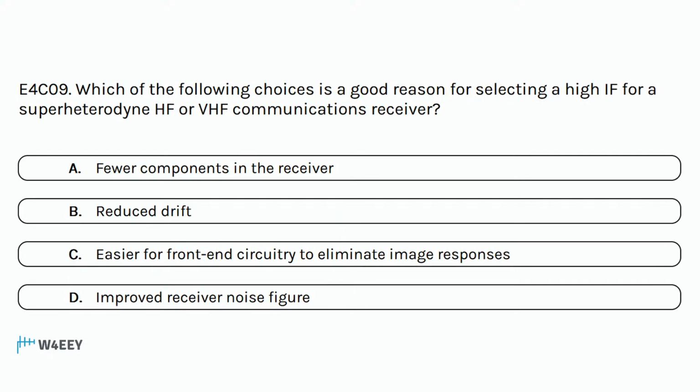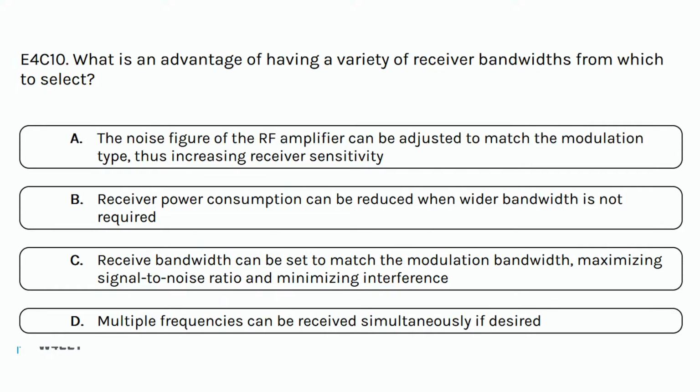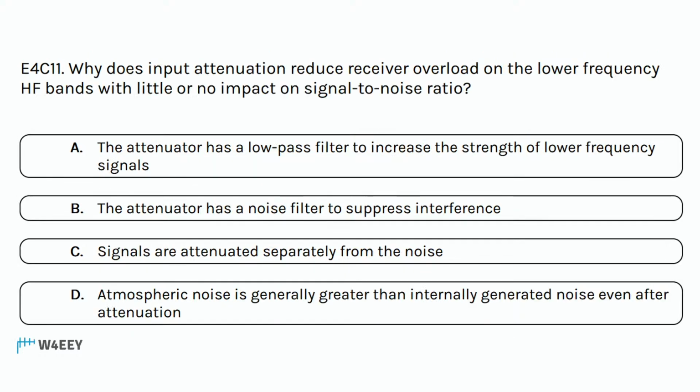And which of the following choices is a good reason for selecting a high IF for a superheterodyne HF or VHF communications receiver? Charlie. You won't have an image problem. Yes, easier for front-end circuitry to eliminate images. And what is an advantage of having a variety of receiver bandwidths from which to select? Charlie. Yeah, we're always looking for the best signal-to-noise ratio and minimizing interference. So matching bandwidth to mode bandwidth will do that.